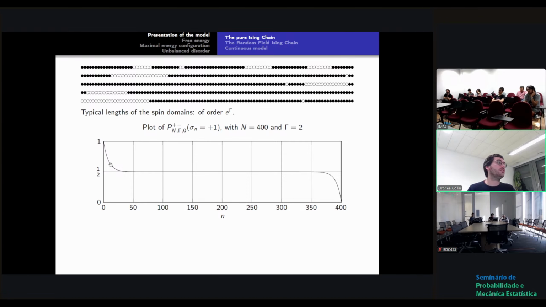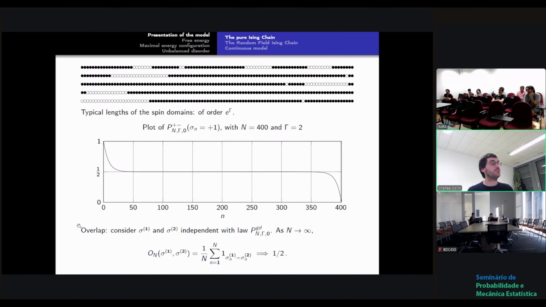And here, the boundary conditions have an influence, but only near the boundaries of the system, and the relaxation length is this length exponential gamma. If you want to state this in a slightly different way, you can phrase this in terms of overlap. If we consider sigma 1 and sigma 2, two independent samples under the Gibbs measure, then this random variable, the overlap, the density of sites where sigma 1 and sigma 2 agree, will converge towards 1/2 in distribution as n goes to infinity.